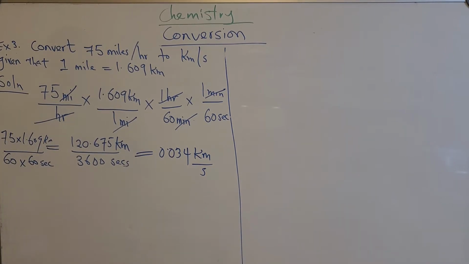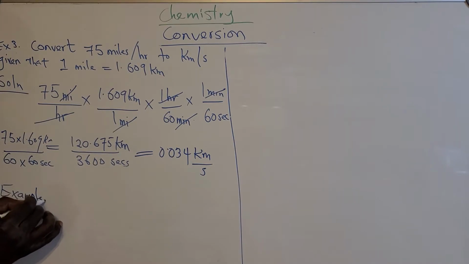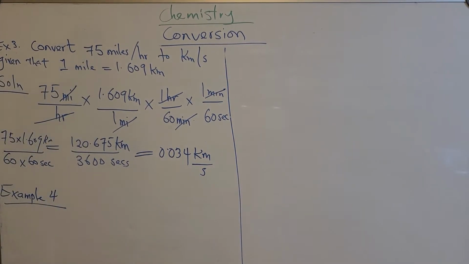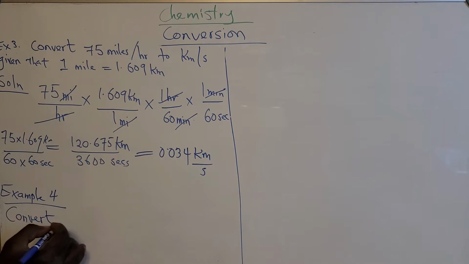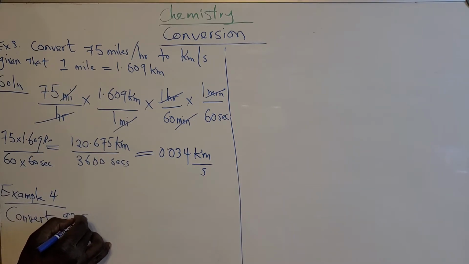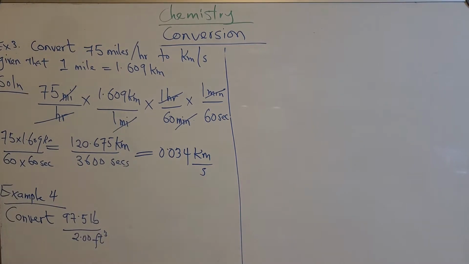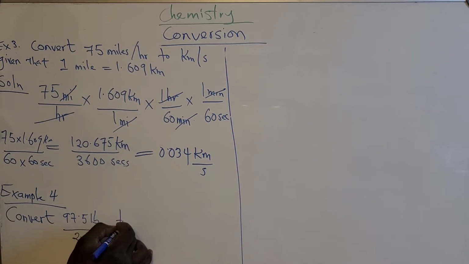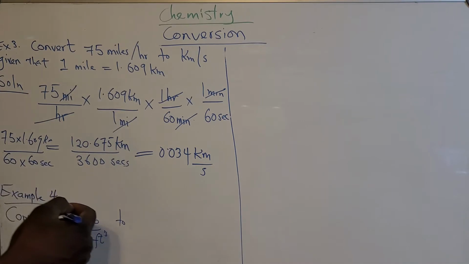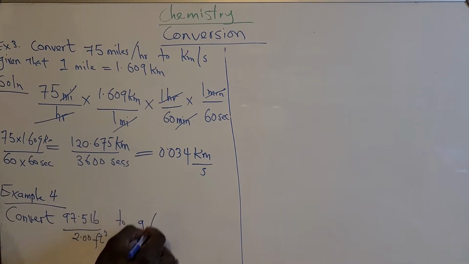So let's go to another example. Example four. So you know how we did that. In example four, they say convert 97.5 pounds per 2.00 feet cubed. Convert that. So that is the question. We're going to convert it to grams per cm cubed. Let's go there. Grams per cm cubed, okay.